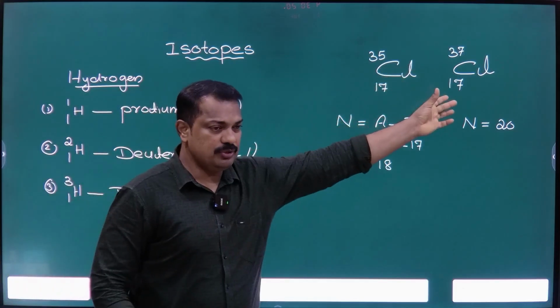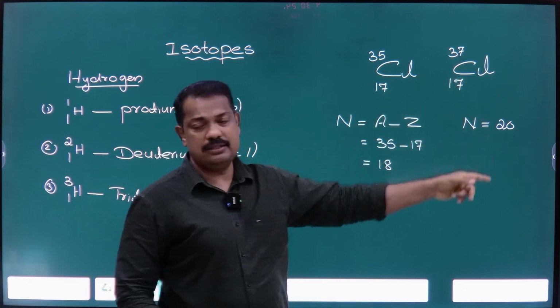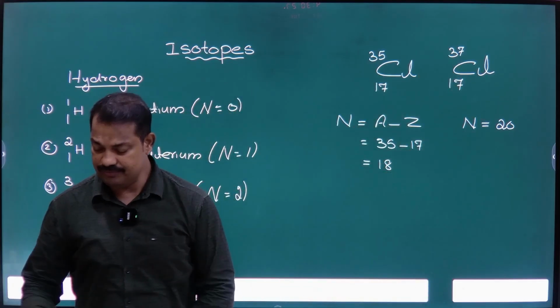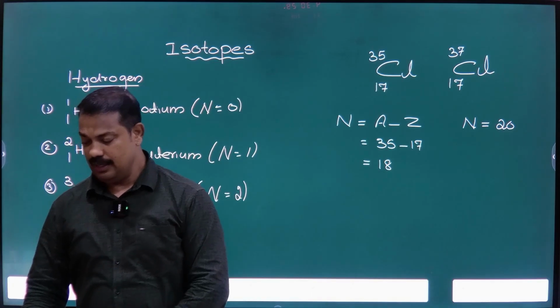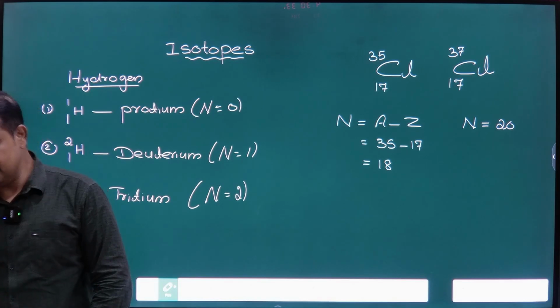So these are the isotopes of hydrogen. These are the isotopes of chlorine, 17Cl35. These are the isotopes of chlorine.